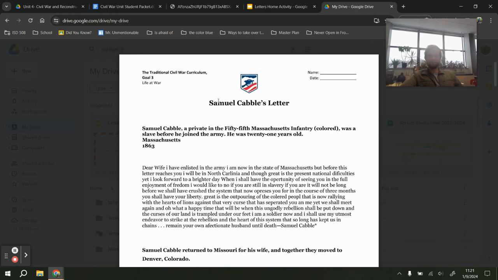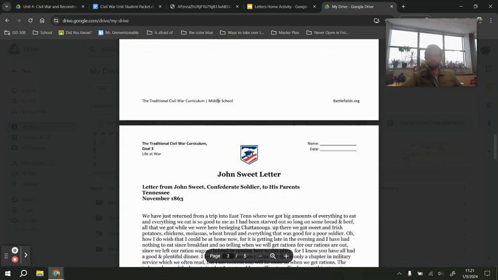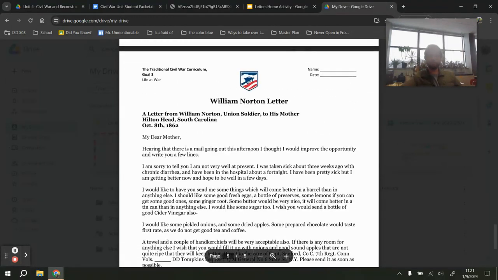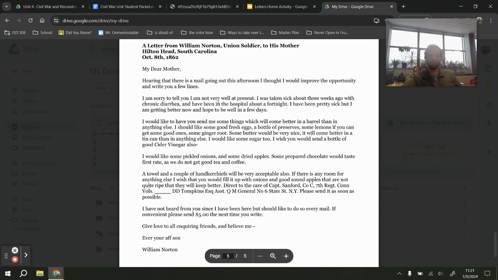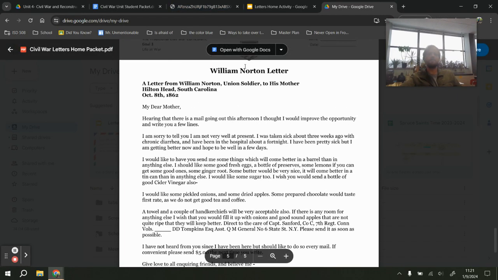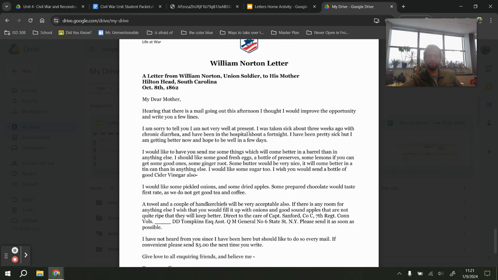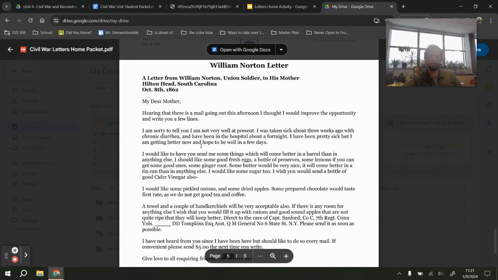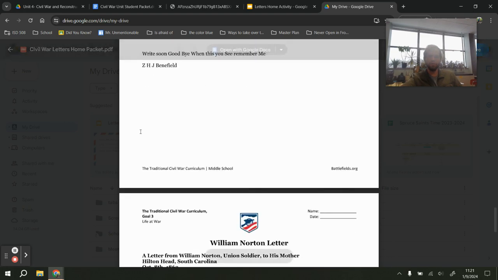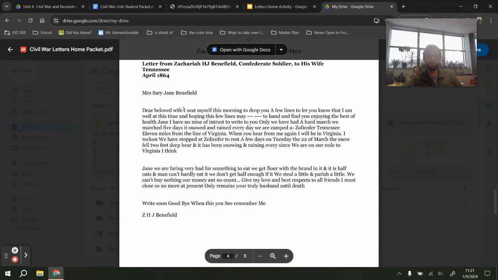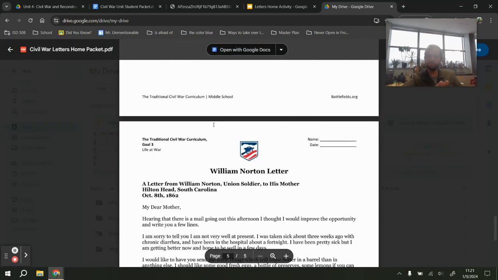We have in our letters a couple of things going on, and these letters will help walk us through. Oh, we've got one more, Mr. William Norton. A letter from William Norton, a Union soldier, to his mother at Hilton Head, South Carolina, October 8th, 1862. And I can tell here that this soldier, William Norton, seems like he's quite articulate. His spacing is quite right, and he's even capitalized some I's. So right now we can see a difference in education. He's capitalized his I's too, but some punctuations are a little bit off. Remember, this is because they taught themselves.